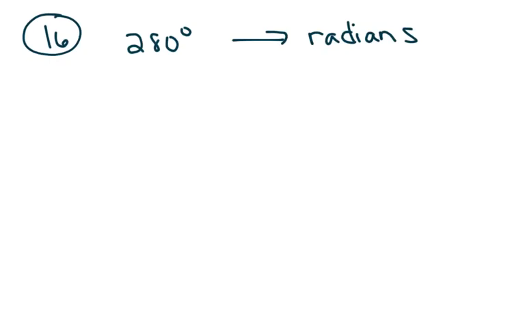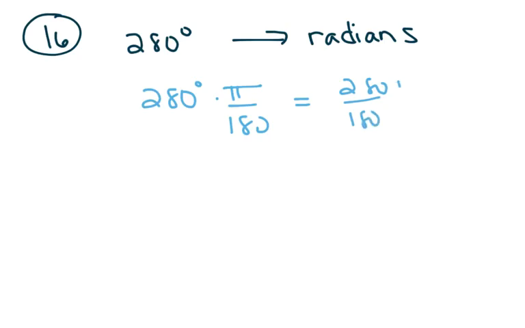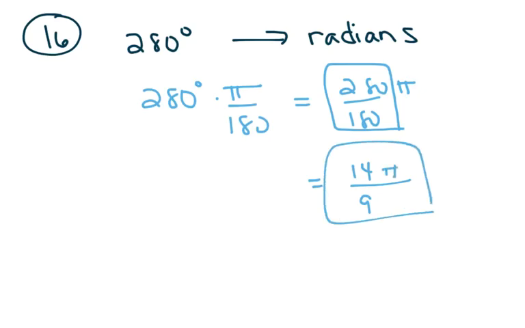What if I want to go the other direction and change degrees to radians? We change degrees to radians by multiplying by pi over 180. Now, the way we do this is we rewrite it as 280 over 180 pi, and then we use our calculator to reduce this fraction. So type in 280 over 180 and hit math and enter, and it leaves you with 14 over 9. So we say the answer is 14 pi over 9.